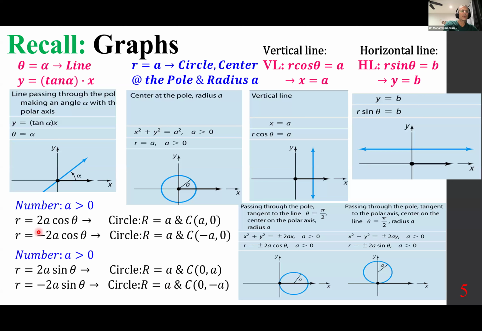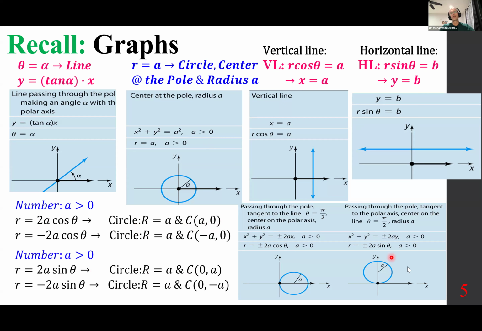In the case of cosine, because cosine represents the x-axis, it is along the x-axis. In the case of sine, it's along the y-axis. So for example, this one gives you (a, 0). This one gives you (minus a, 0). Okay, and so forth. So these are some basics that I just wanted to remind you.